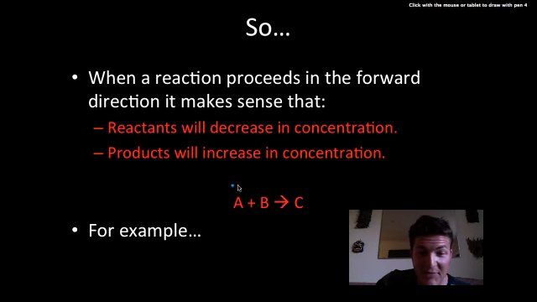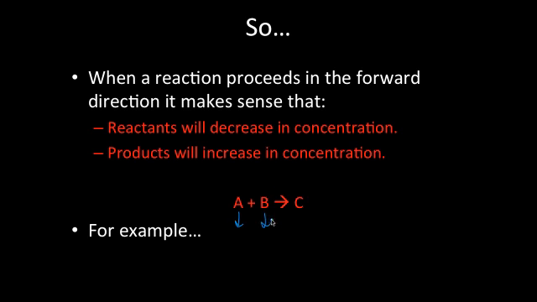We can look at this example right here. We have A and B as two reactants, and as they're reacting together, their concentrations are going to go down. And if we look at C here, it's our product, it's being made, and so we know that the concentration is going to go up.